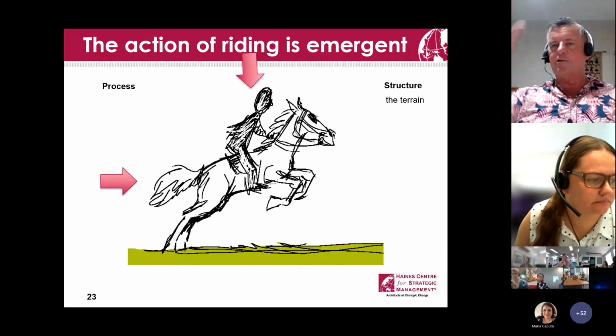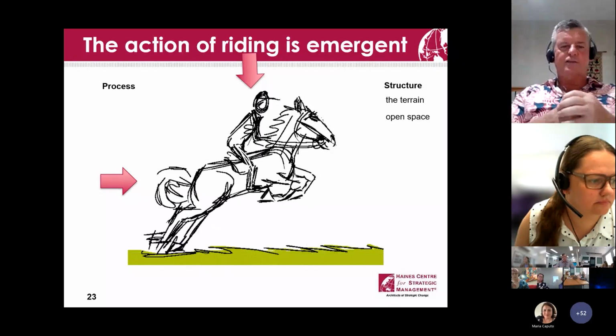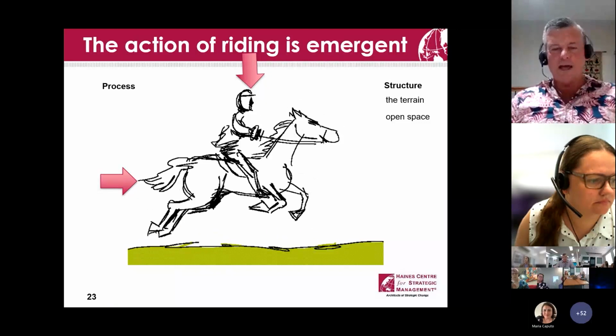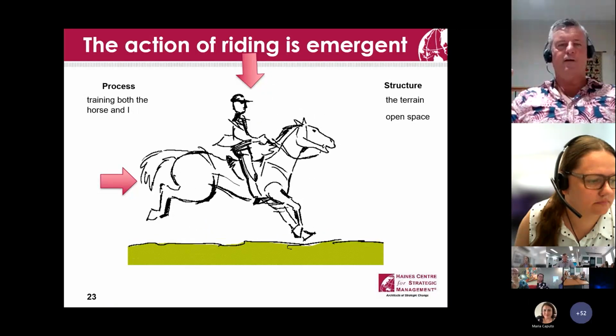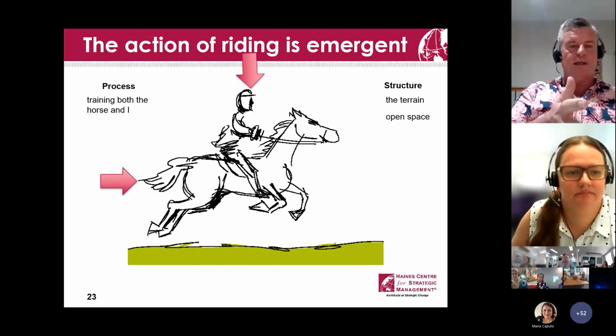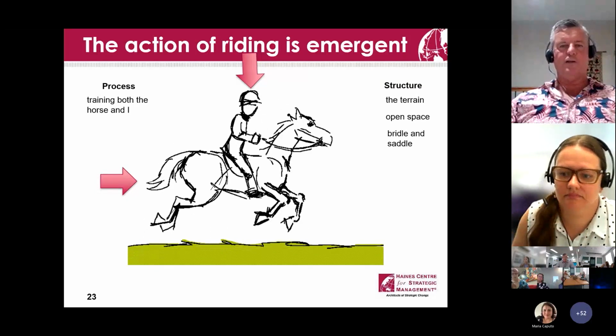Is it flat or is it hilly? That obviously is going to have an impact on the success of my riding experience. Is the space open or enclosed? That's another structural thing you need to be aware of. In terms of process, it's the training that the horse and I do together to enable that particular moment to emerge as a successful experience.